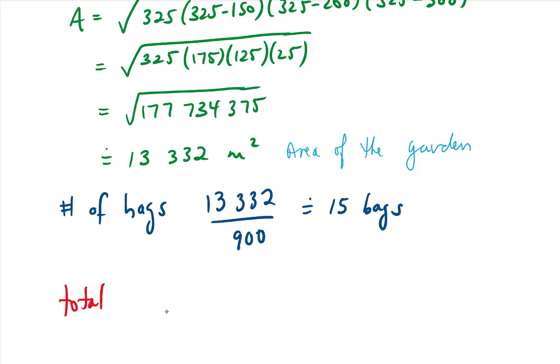Next, we need the total cost, and the total cost will be the number of bags times the price. So we have 15 times 19.98, which gives us a total cost of $299.70.